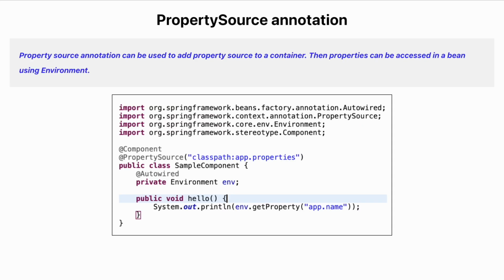Property source. The PropertySource annotation can be used to add a property source to a container. Then properties can be accessed in a bean using Environment. For example, here we have provided a property source from app.properties in the classpath, and the property app.name is accessed from the autowired Environment instance.